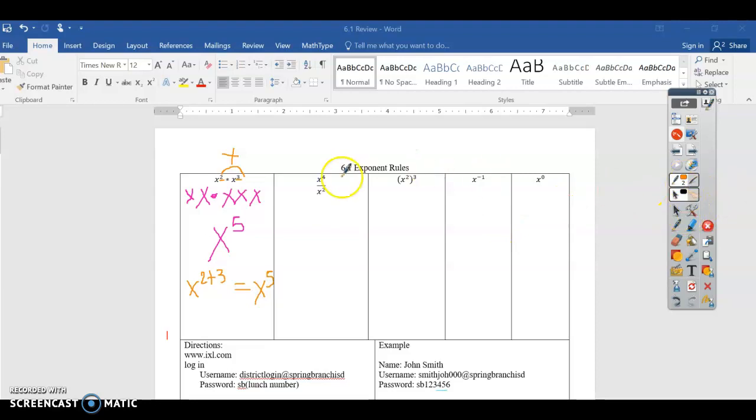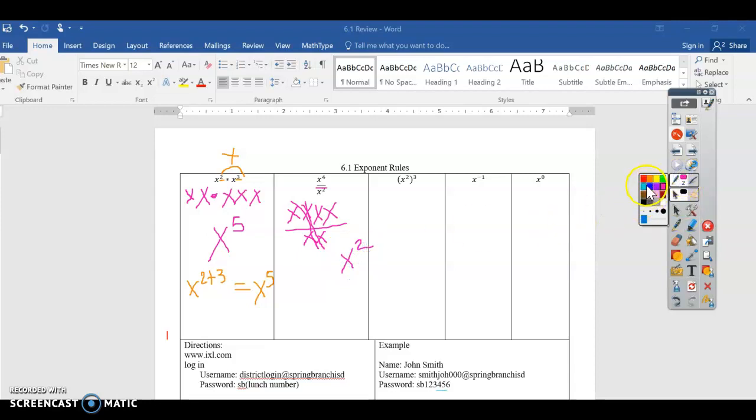Okay? So now we're going to look at the next one. This is the quotient property because we are dividing. So we have x to the fourth, so I have 4 x's on top, and that's my numerator. I have 2 x's at the bottom, which is my denominator. Okay? So I'm going to cancel out what they have in common. They both have 2 on the top and the bottom, in the numerator and the denominator. So I'm left with x squared.